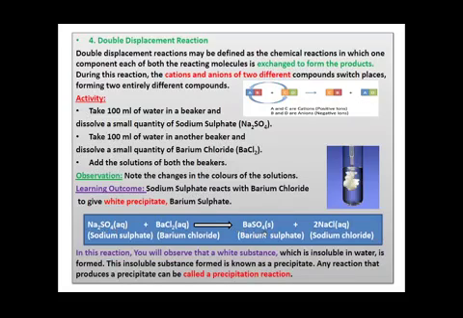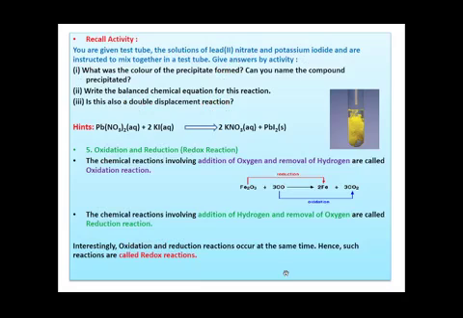So there is an exchange of cations and anions between two compounds, and this is an example of double displacement reaction because the displacement is taking place twice. That is why it is known as double displacement reaction. So let us go for a recall activity. What is happening here?